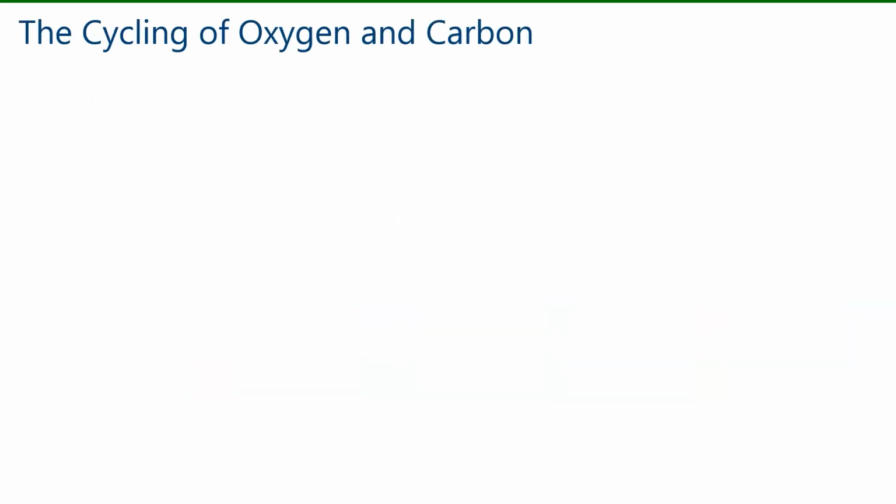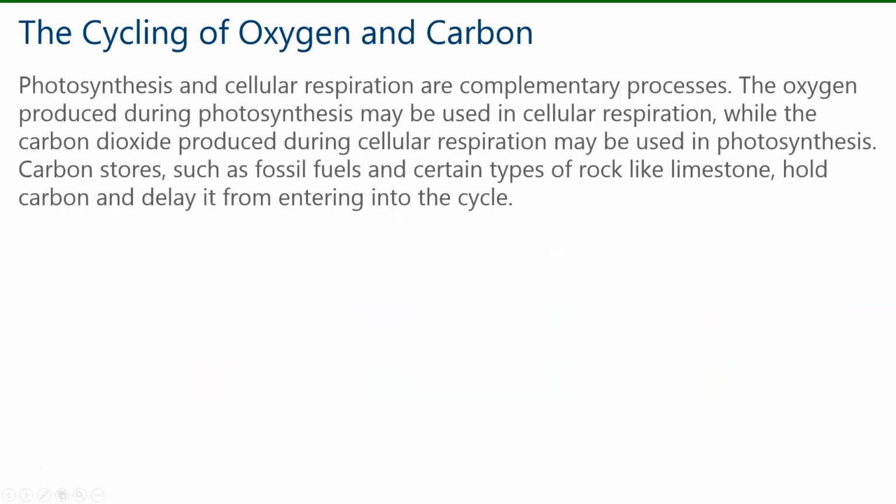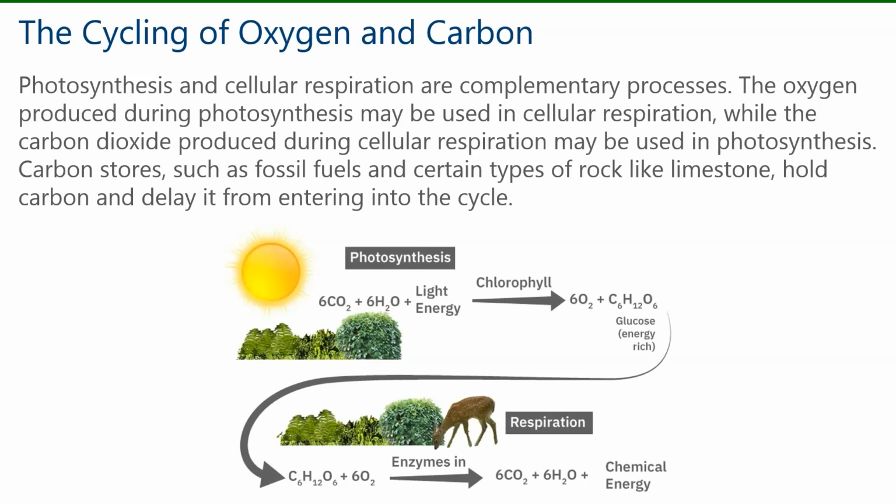Now we'll look at the cycling of oxygen and carbon. Photosynthesis and cellular respiration are complementary processes. The oxygen produced during photosynthesis may be used in cellular respiration, while the carbon dioxide produced during cellular respiration may be used in photosynthesis. Carbon stores, such as fossil fuels and certain types of rock like limestone, hold carbon and delay it from entering the cycle.